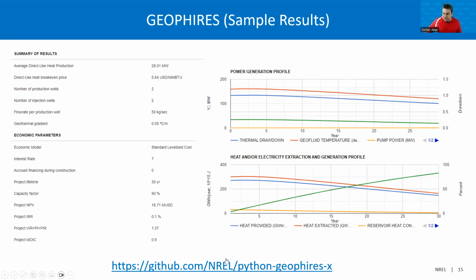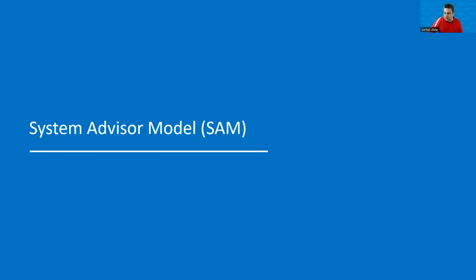And this is the link. I think at the end of this presentation, I can share the slides. You can download GEOPHIRES from GitHub. And this is the new version, GEOPHIRES X. And if you are a Python user, you can just play with the code, modify things if you feel confident, and get some cool results.